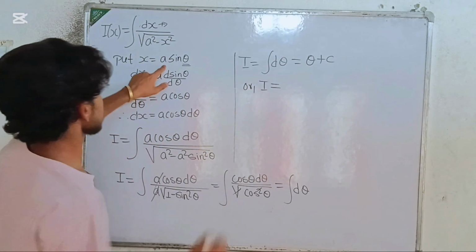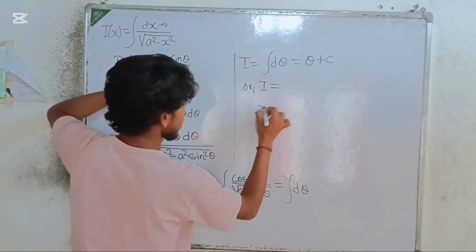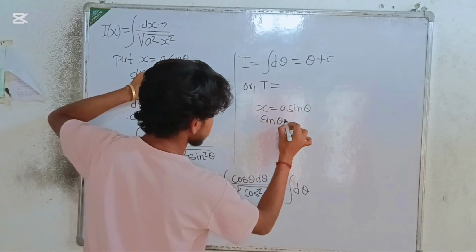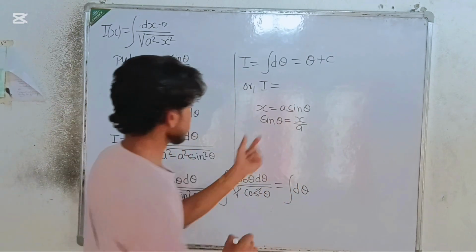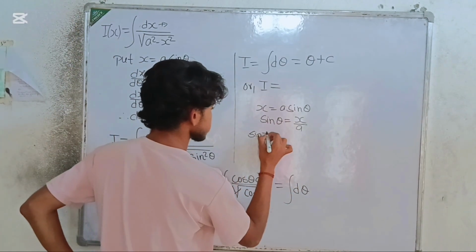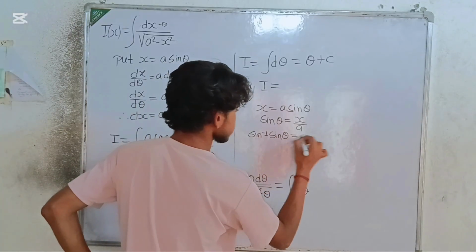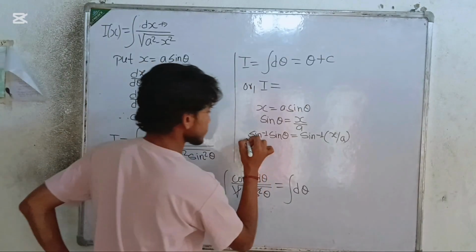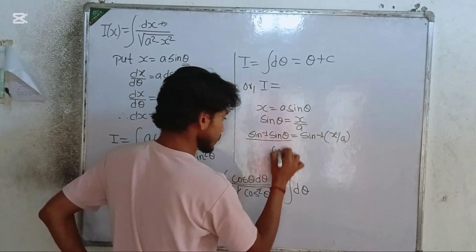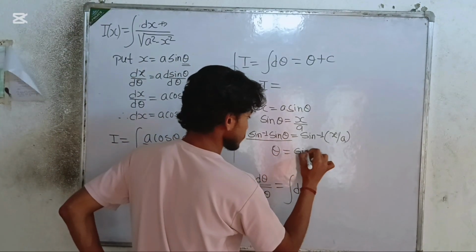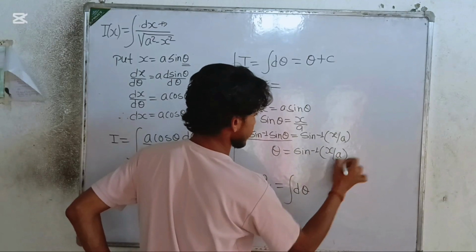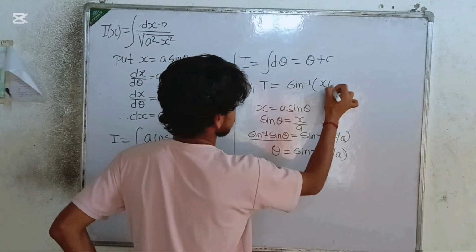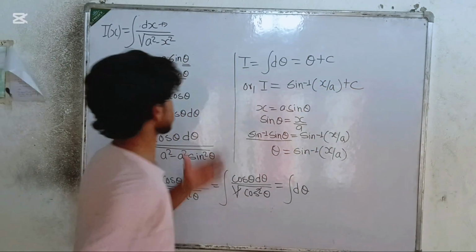From here I know that x is equal to a sine of theta, and I can write sine of theta is x over a, right? And if I take sine inverse on each side, sine inverse of sine theta is equal to sine inverse of x over a. So theta is sine inverse of x by a. So in terms of theta, we can substitute sine inverse of x over a, with some constant c. So this is our integral.